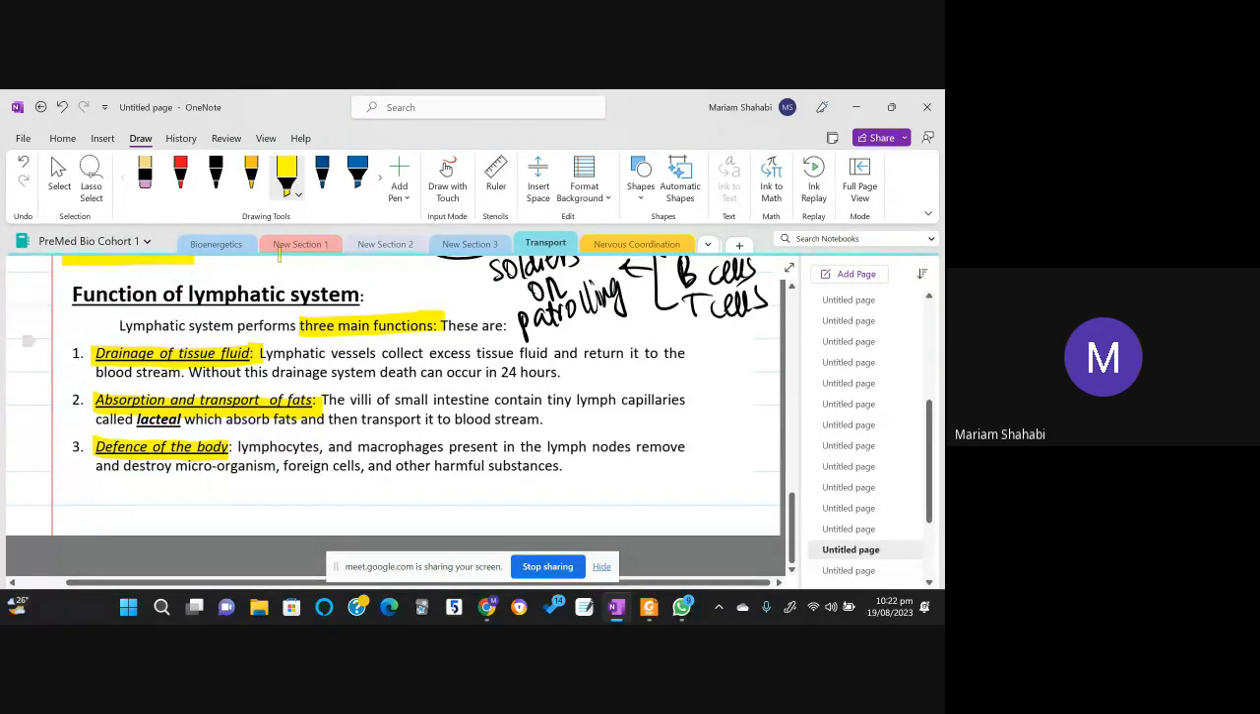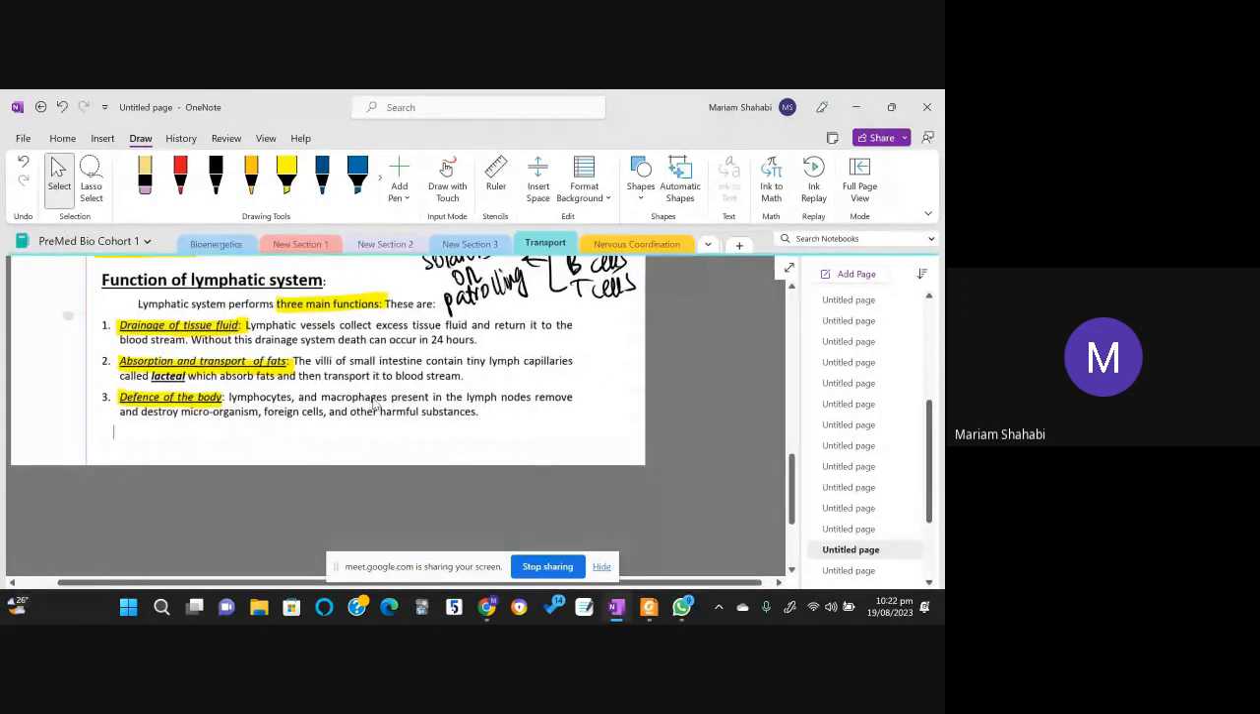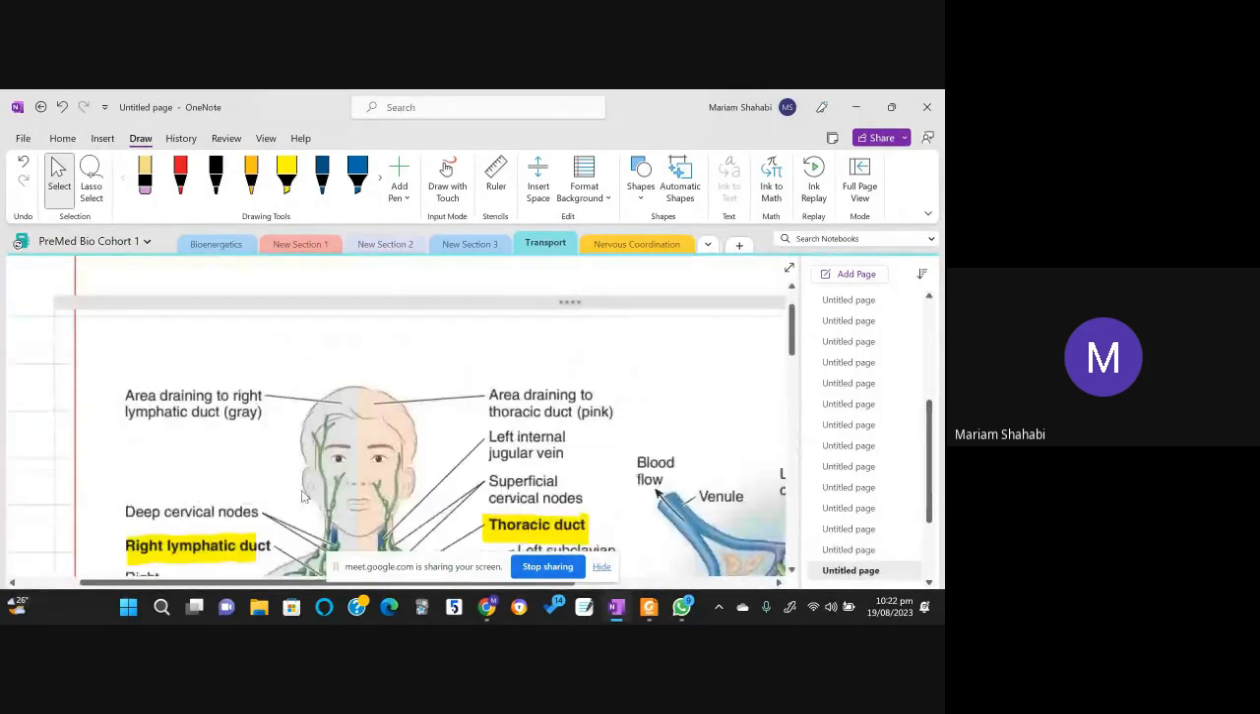Absorption and transport of fats, ये digestion वाले chapter में you must have studied कि the villi of the small intestine contain tiny lymph capillaries called the lacteal, which absorb fats and then transports it to the bloodstream. These are the three main functions.